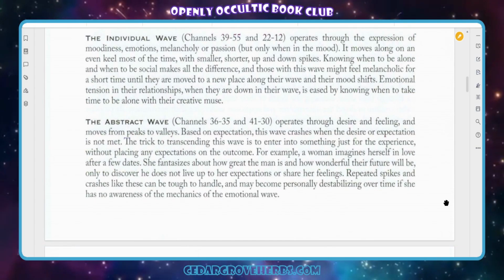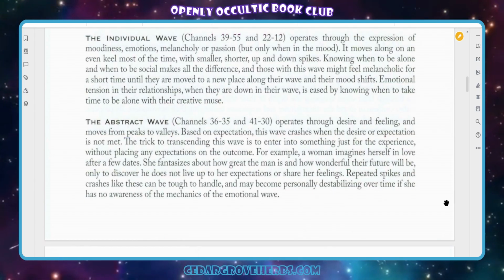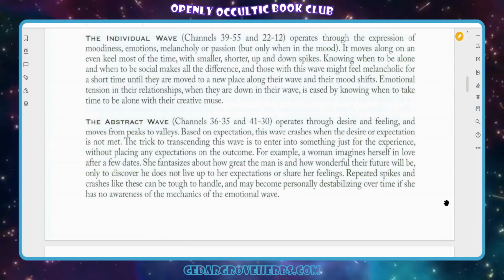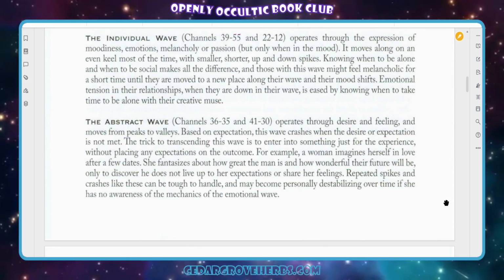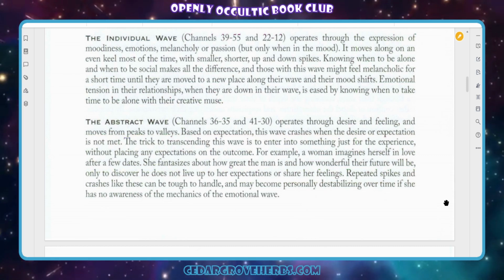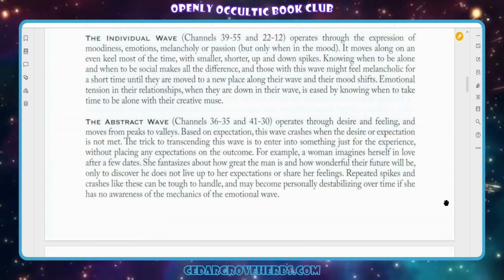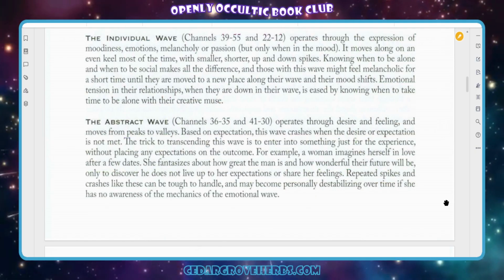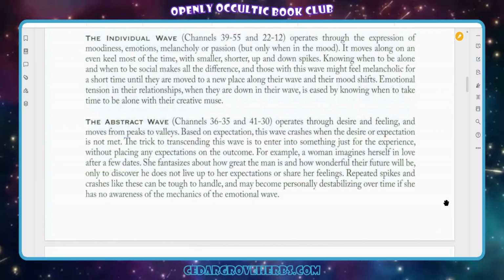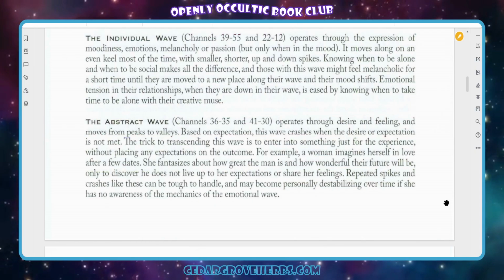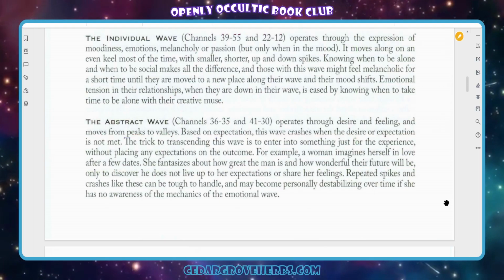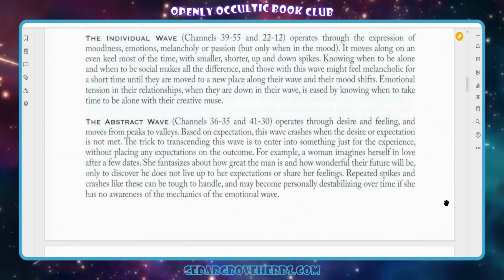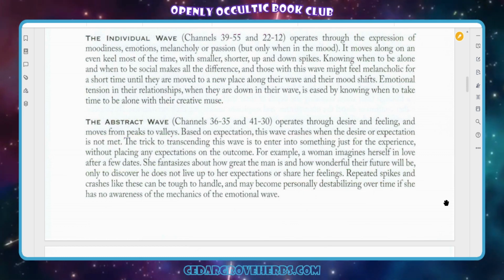The abstract wave, channels 36 through 35 and 41 to 30, operates through desire and feeling and moves from peaks to valleys. Based on expectation, this wave crashes when the desire or expectation is not met. The trick to transcend this wave is to enter into something just for the experience, without placing any expectations on the outcome. For example, a woman imagines herself in love after only a few dates. She fantasizes about how great the man is and how wonderful their future will be, only to discover that he does not live up to her expectations or share her feelings. Repeated spikes and crashes like these can be tough to handle and may become personally destabilizing over time if she has no awareness of the mechanics of the emotional wave.